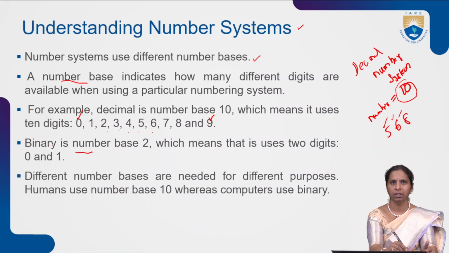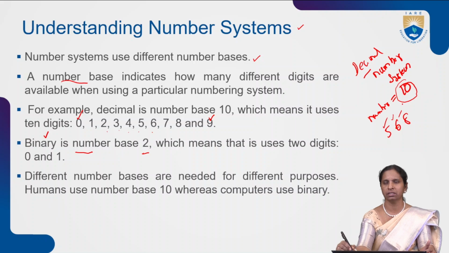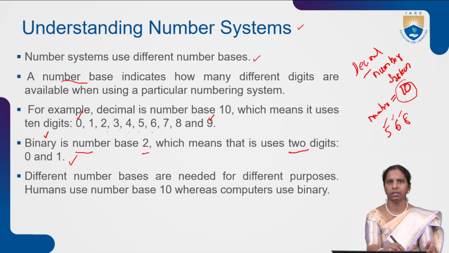And the next type of number system is the binary number system. Binary is nothing but 2, so the number base here is 2. Deci means 10, therefore the decimal number base is 10. The binary number system uses 2 digits. What are the 2 digits? Only 0 and 1. It means any number in our binary number system uses just these 2 digits.